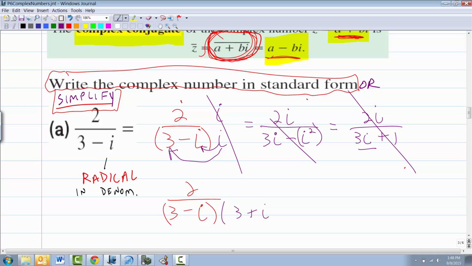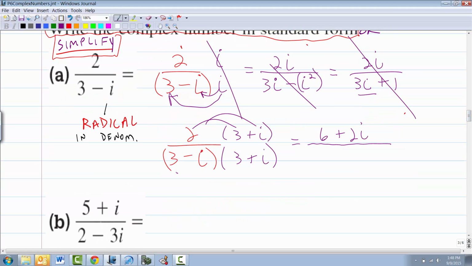3 plus i. And then this is why this works. This is why this gets rid of the radical slash i in the denominator. In the numerator we actually distribute. In the denominator we've got to be good at foiling. 3 times 3 is what, everybody? Let's do group response. 9.